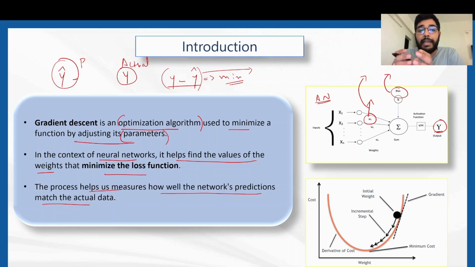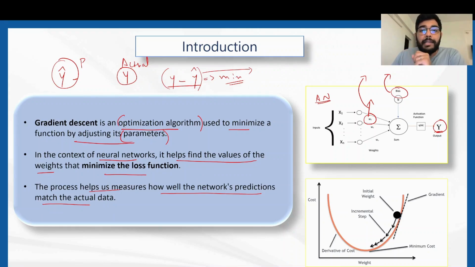This is what is meant by the whole process of gradient descent: making the actual and the predicted value as close to each other as possible, so that in the future, while solving any business problem, after we have trained that particular model, it performs well on unseen data.